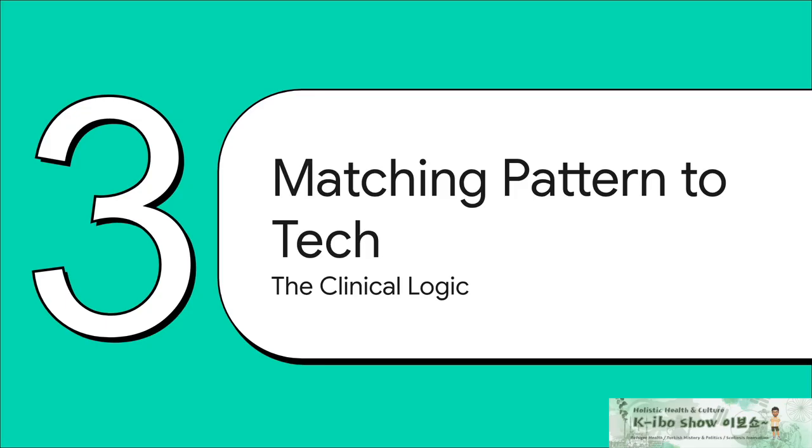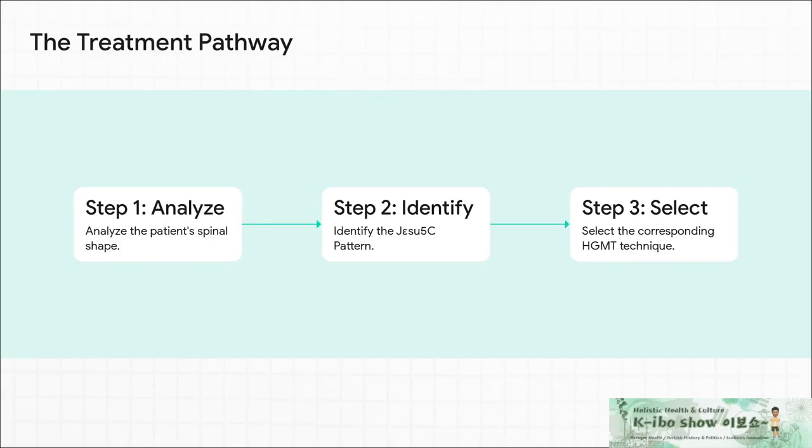Let's break down the clinical logic here. The process is just so direct and logical. It's a simple 3-step pathway. First, you analyze the patient's spinal shape. Second, you identify which of the JESU5C patterns it fits. And third, you select the exact HGMT technique, that's the hands-on therapy, that was designed specifically for that pattern. It creates this beautiful, clear line from diagnosis straight to action.